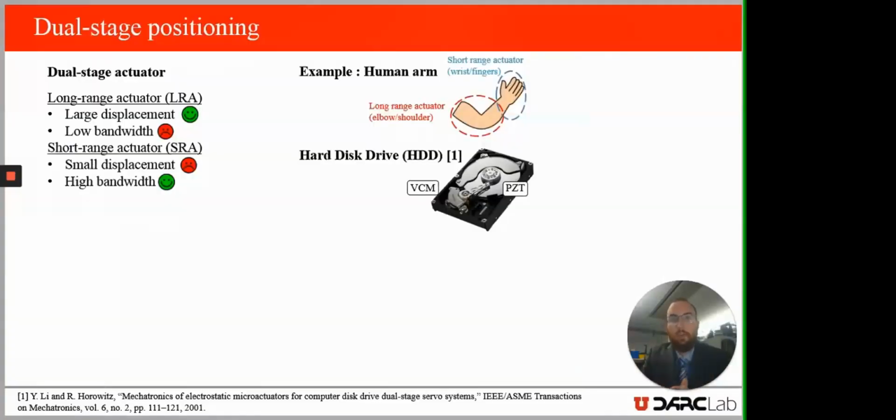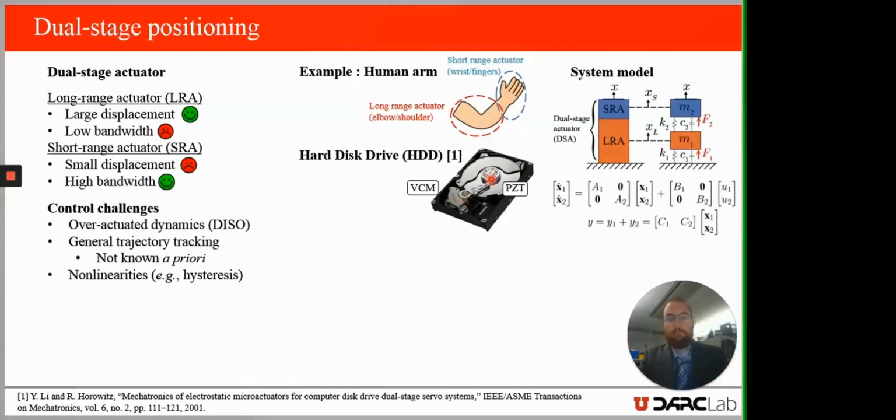Dual-stage systems consist of two actuators, a long-range actuator, or LRA, and a short-range actuator, or SRA, connected in series so that the total system output benefits from the stroke of the LRA and the speed and precision of the SRA. A common biological example for this is the human arm, with its elbow and wrist motion, though the most common application for this concept is the hard disk drive, where a voice coil motor moves a small piezo element attached to the read-write head.